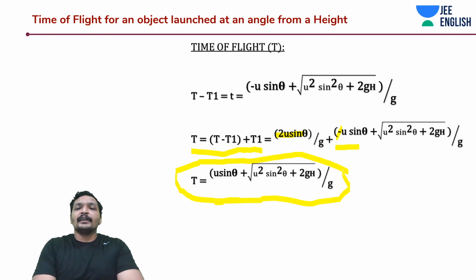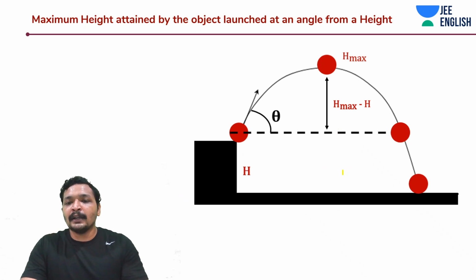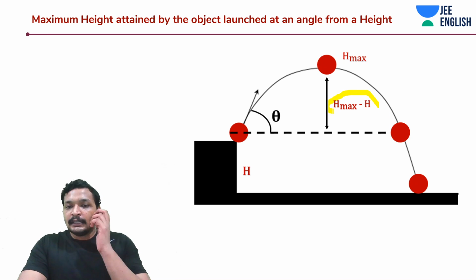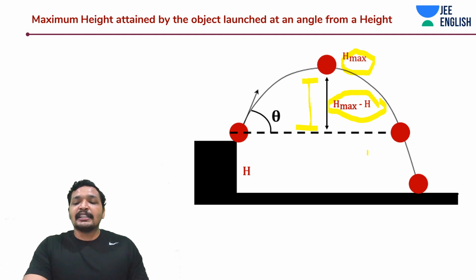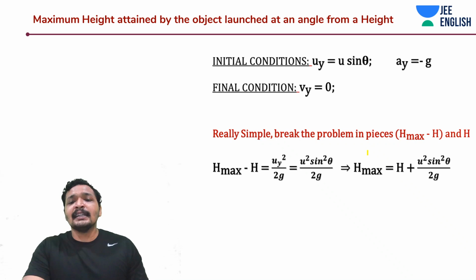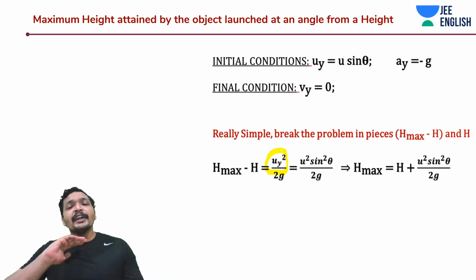What about maximum height? For maximum height, you're going to add the height of the building and the height of the level plane motion. You're going to add them both. Again, you divide it into two parts and find it out. The maximum height of this level plane motion is h max minus h, where h max is the total maximum height, and h max minus h is nothing but uy squared by 2g. It is basically that point where you lose all the velocity along the y direction.